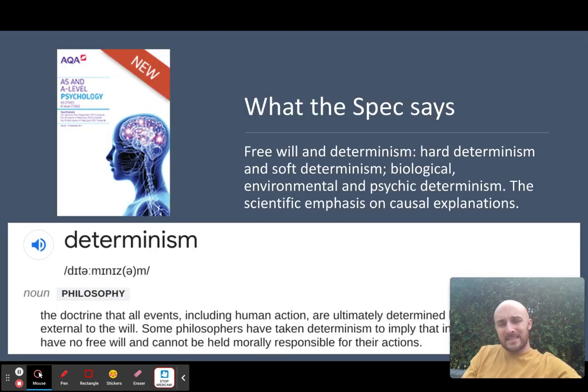Let's have a look at what the spec says. We're going to be looking at what free will is, what determinism is, but also what the types of determinism are as well. You need to know 5 types of determinism: hard, soft, biological, environmental.